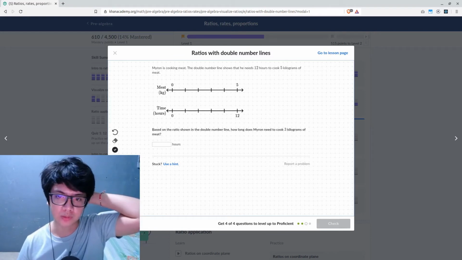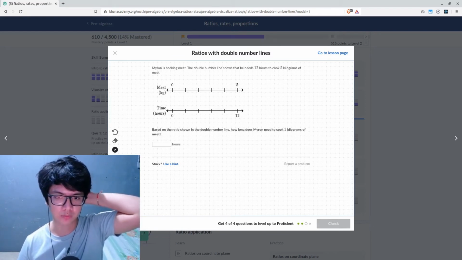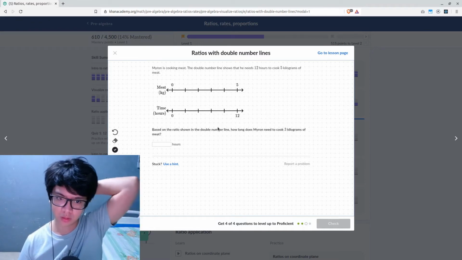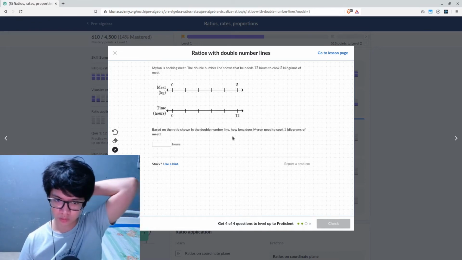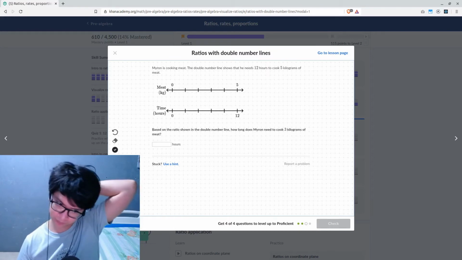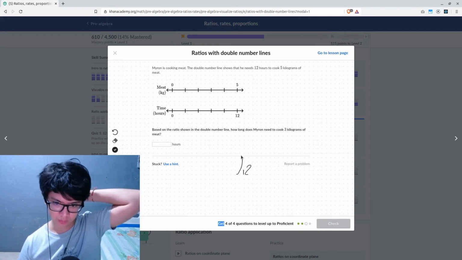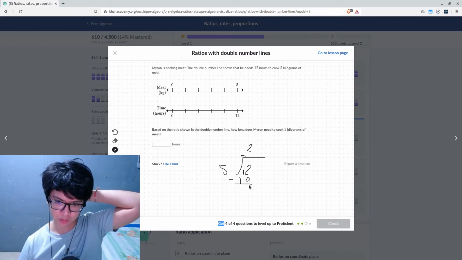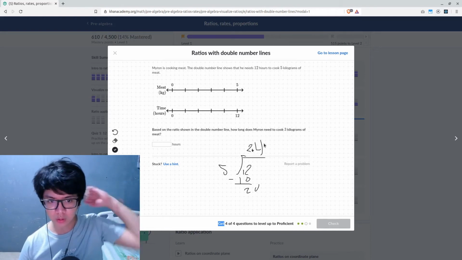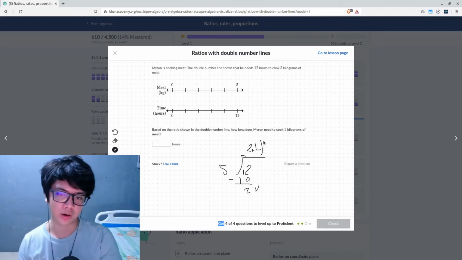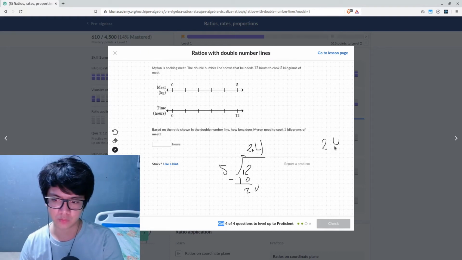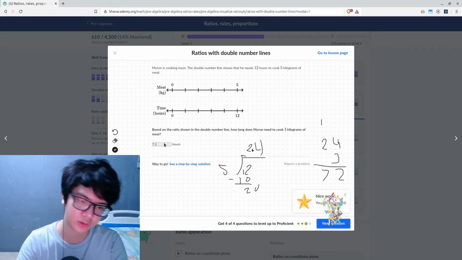Mirren's cooking double. Needs 12 hours to cook 5 kilograms of meat. 3 kilograms of meat. Okay. 12, 5, 2, 10, 2, 20, 2.4 hours per meat. So 2.4, 3 times. So you get 12, 3, 6, 7.2 hours.